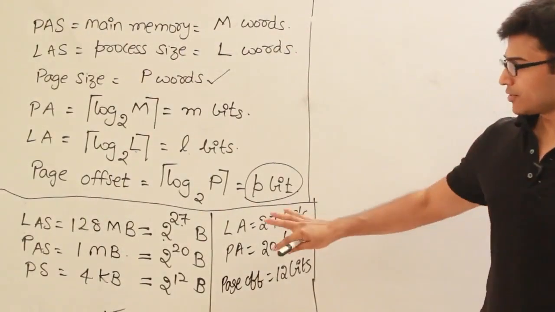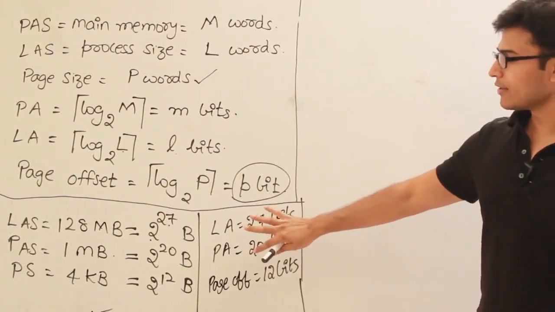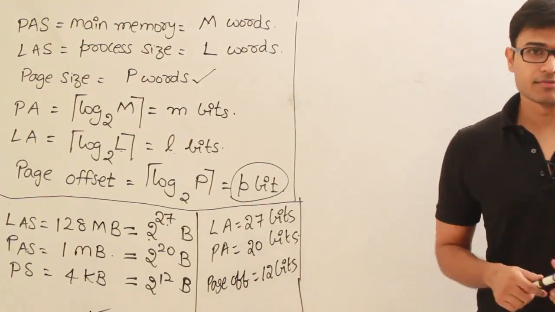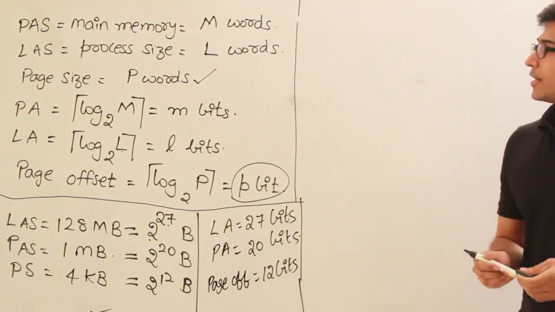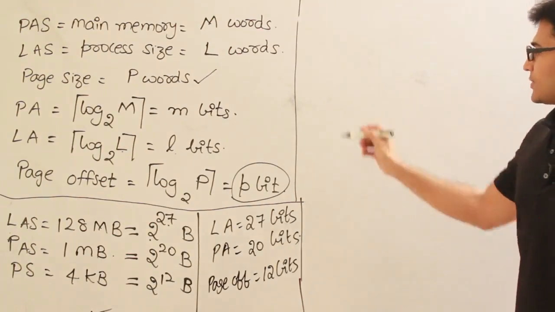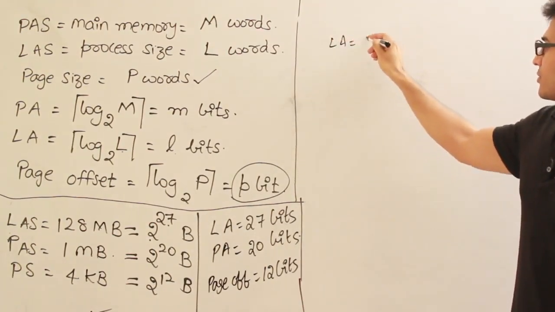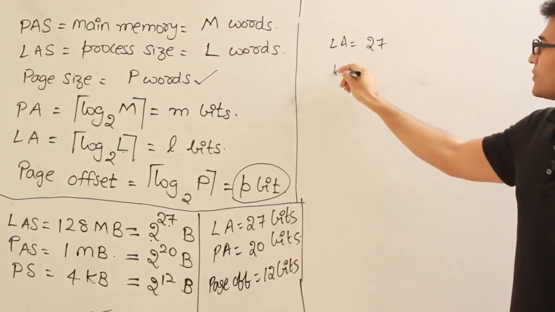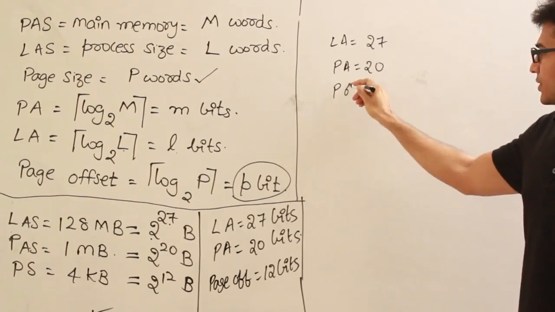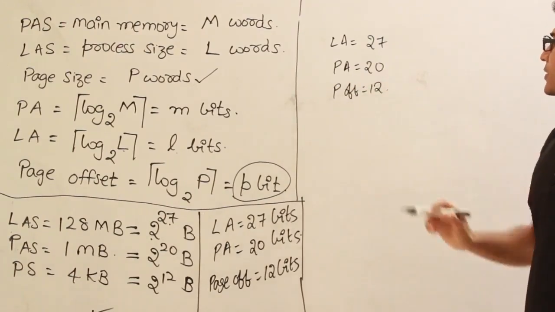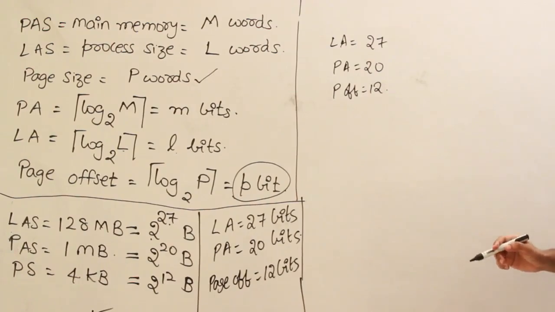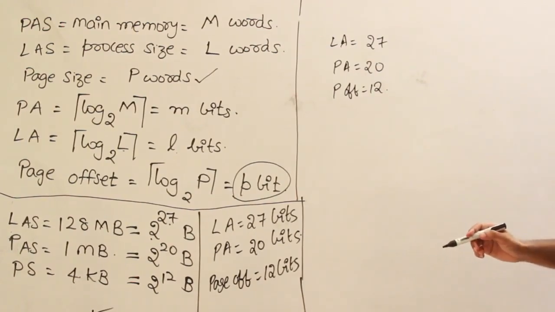Now let's try to use this numerical and find out the process, the page table size and page table entry size, everything. So watch it now. Here the logical address is given as 27 bits, the physical address is given as 20 bits, and the page offset is given as 12 bits, right? Then how many pages will be there? We have to find out the number of pages, right?